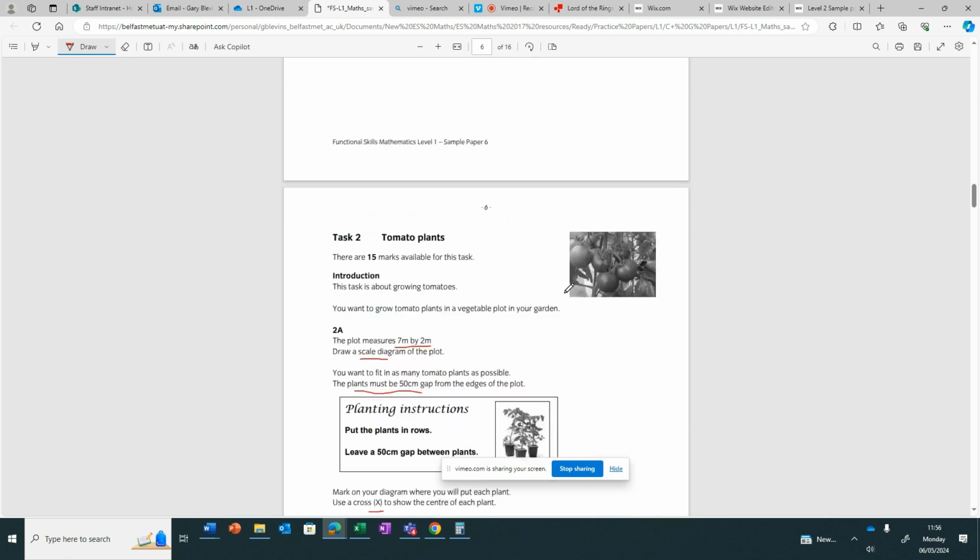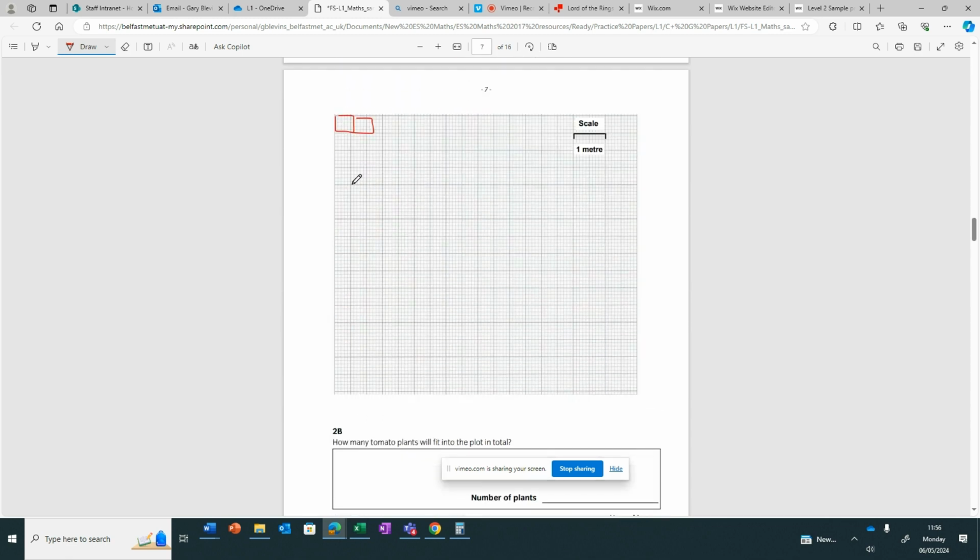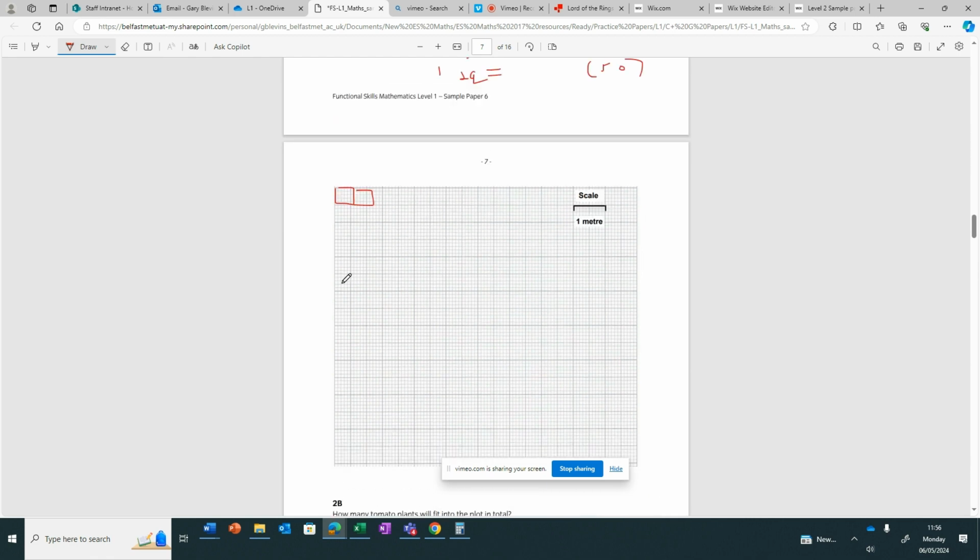Now it says to draw the plot at 7 meters by 2 meters. So I can go this way or I can go that way, as long as I can fit. Well, what do we know? We know that 2 squares is 1 meter. 2 squares is 1. Another 2 will be 2 meters. Another 2 will be 3. Another 2 will be 4. Another 2 will be 5. Another 2 will be 6. Another 2 will be 7.